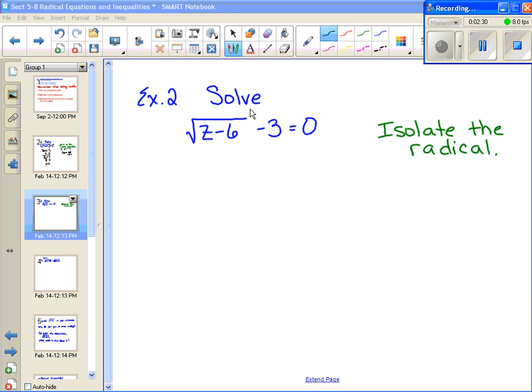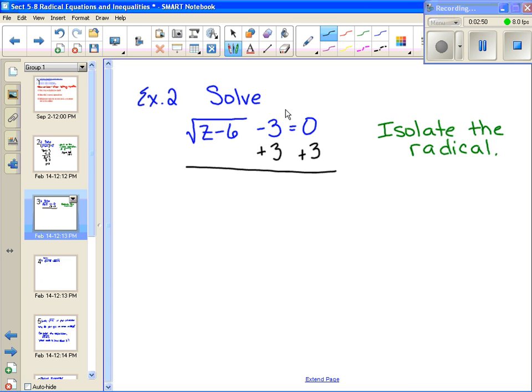All right, for our next example, we want to solve this equation. And the first thing you have to do is isolate the radical. So we have to get the square root part by itself. So I have to take care of this subtracting 3 right here, and I'm going to do that by adding 3 to both sides. So this cancels out. I get the square root of z minus 6 equals 3. Now it's like example 1. So you do need to remember what I wrote over here, and you should write this in your notes as well. Isolate the radical. So that's important that you do that first. Then you can square both sides.